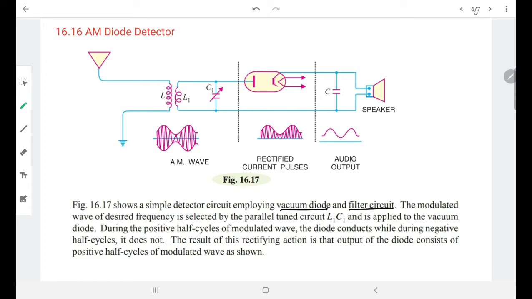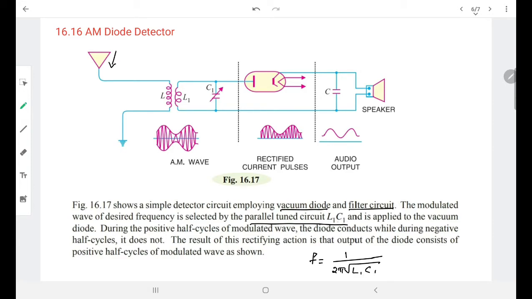So what is the working of this AM diode detector? The receiving antenna receives the modulated signal, and it is fed to a parallel tuned circuit. This is an LC circuit. This LC circuit acts as a tuned circuit, because tuning means selecting the desired frequency. By the resonance process, f is equal to 1 by 2 pi root L1 C1.